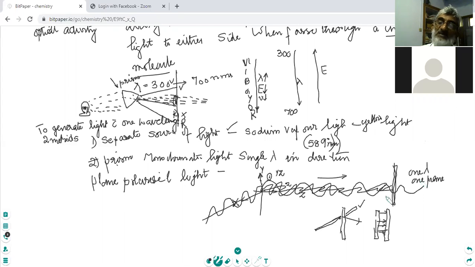Now what is this type of slit? This is called a Nicol prism. Nicol prism is used for this.